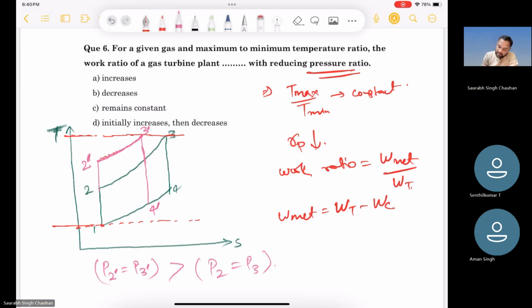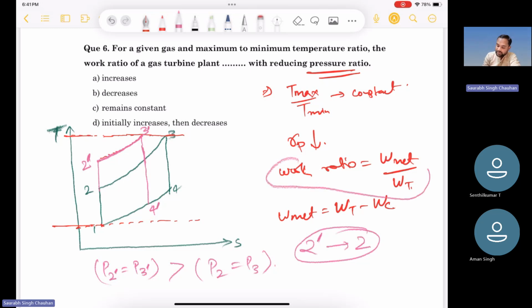So you are going from the dash case to the without dash case, right? Originally you were going like this, 1 to 2 dash, then 3 dash, then 4 dash. But now you have reduced the pressure ratio, so you will be going like 1 to 2, then 3 to 4. So what is happening here? The work ratio, will that increase or decrease?